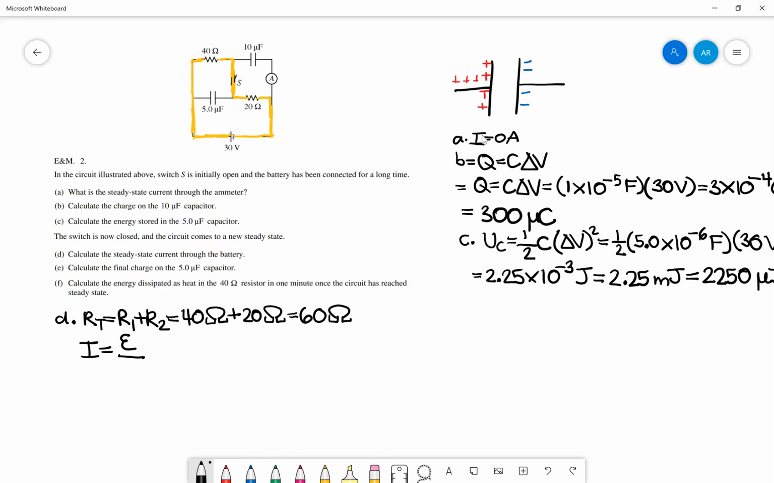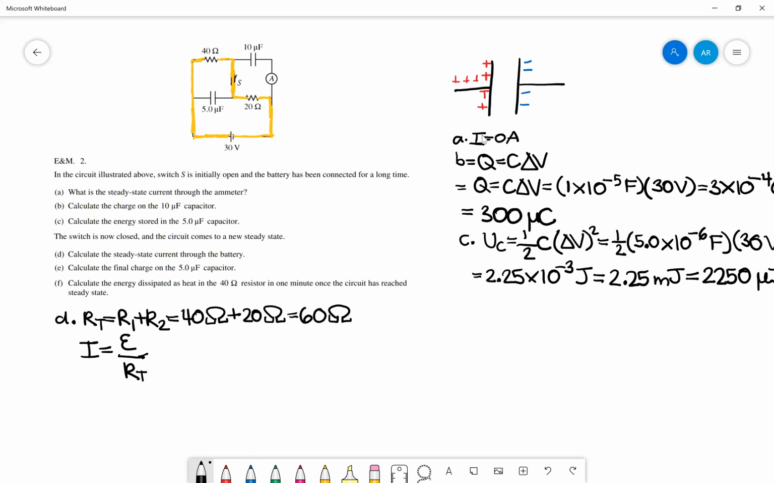Okay, so the battery voltage. The current is directly proportional to the voltage divided by the resistance, the total resistance. Now, in actuality, this E wouldn't necessarily be the battery voltage. The voltage is referring to the voltage across a resistor.